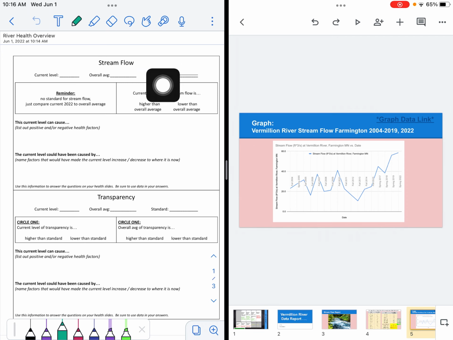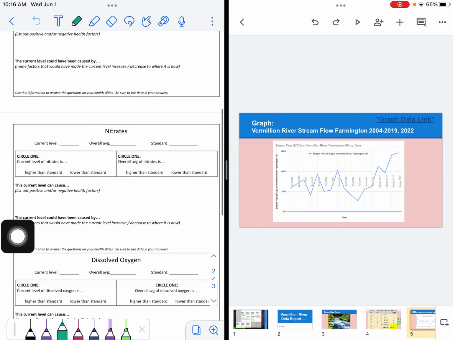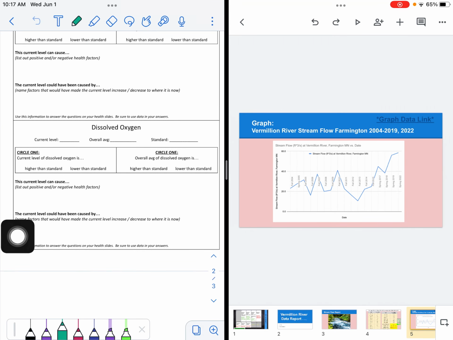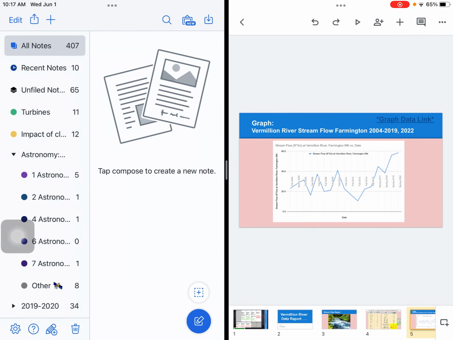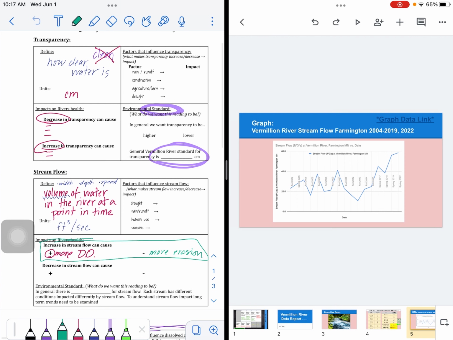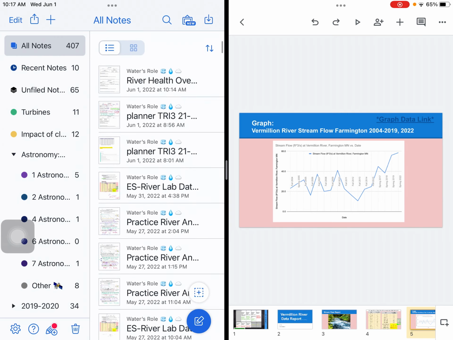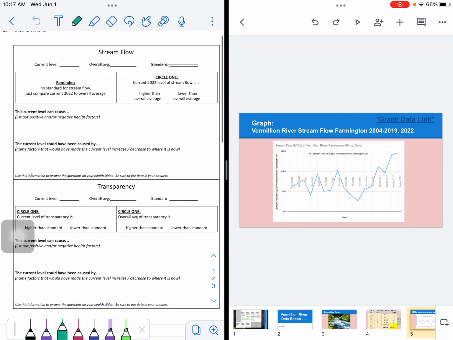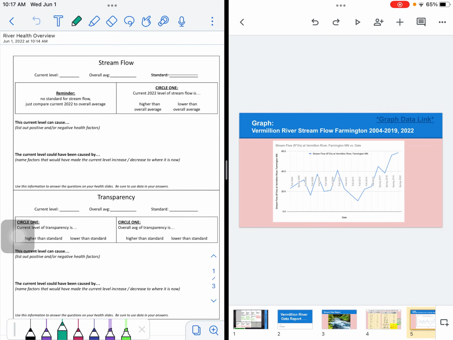Now, starting with stream flow, we don't have a standard. So we're going to work this first one together, and then you'll use the rest of the graphs and data to complete transparency, nitrates, and oxygen. The other thing you might want to reference as we're working is your water quality notes, where we have all of our details here. So this is a resource that you'll be able to use to complete your lab as well. So we're going to do stream flow together. Follow along with me, fill out your Notability, and then you'll complete the rest on your own and submit.